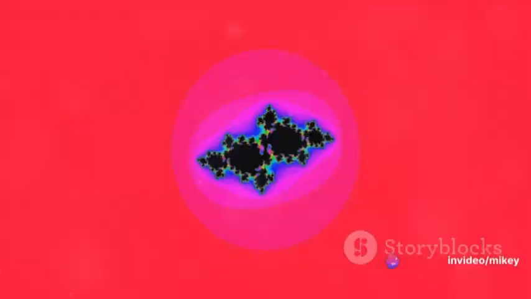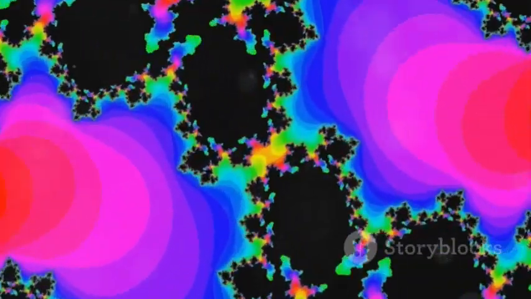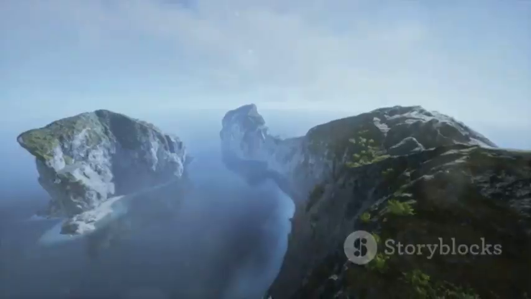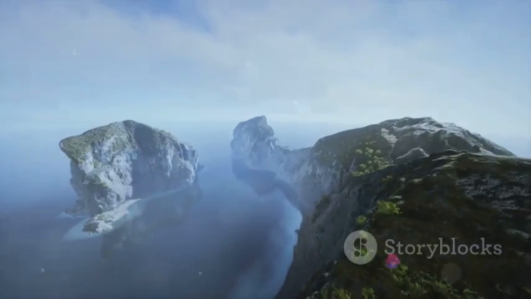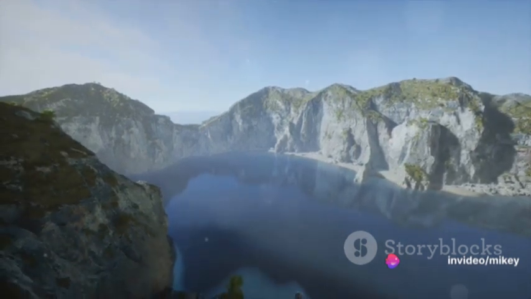They're mathematical sets that exhibit a repeating pattern at every scale. If you zoom into a fractal, you'll see the same pattern emerging over and over, no matter how deep you go. It's a bit like zooming into a coastline. The closer you look, the more detail you see, but the overall shape remains the same.